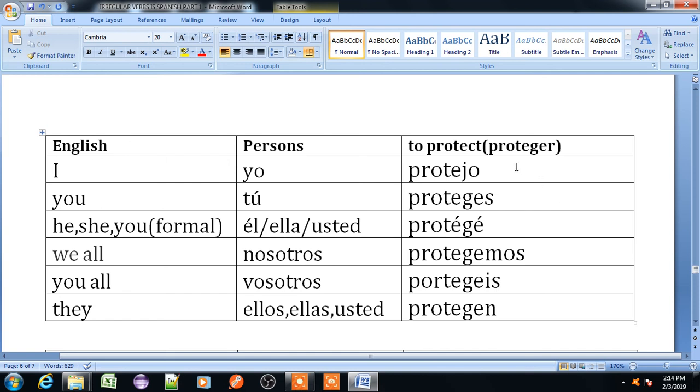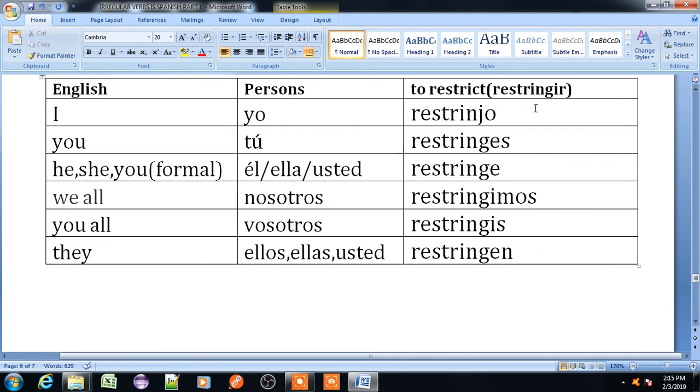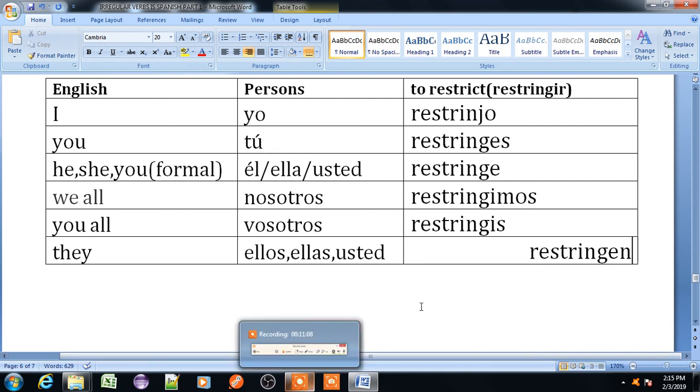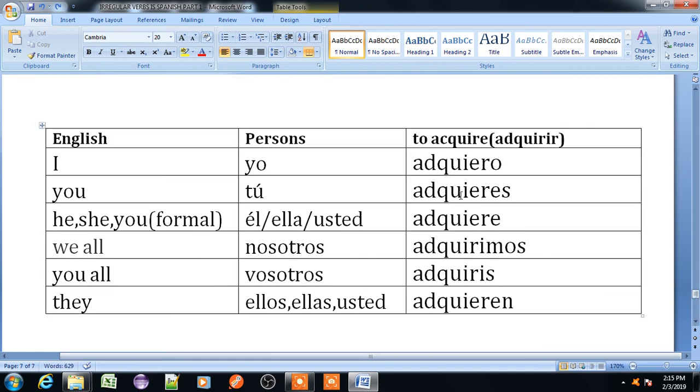Next irregular verb is proteger, which means to protect: protejo, proteges, protege, protegemos, protegéis and protegen. Restringir means to restrict: restrinjo, restringes, restringe, restringimos, restringís and restringen. Next verb is adquirir, which means to acquire: adquiero, adquieres, adquiere, adquirimos, adquirís and adquieren.